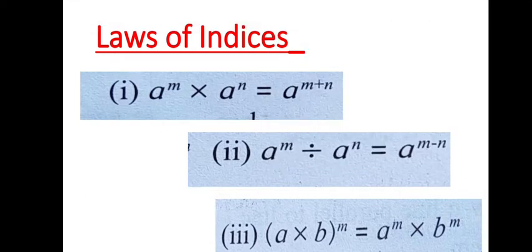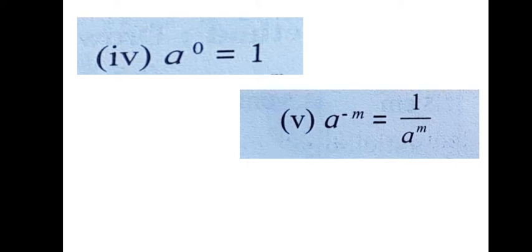The next rule, the fourth one: if any number's power is 0, it will be equal to 1. For example, 9 raised to 0 will be equal to 1. Then the fifth one, a raised to minus m will be equal to 1 upon a raised to m.